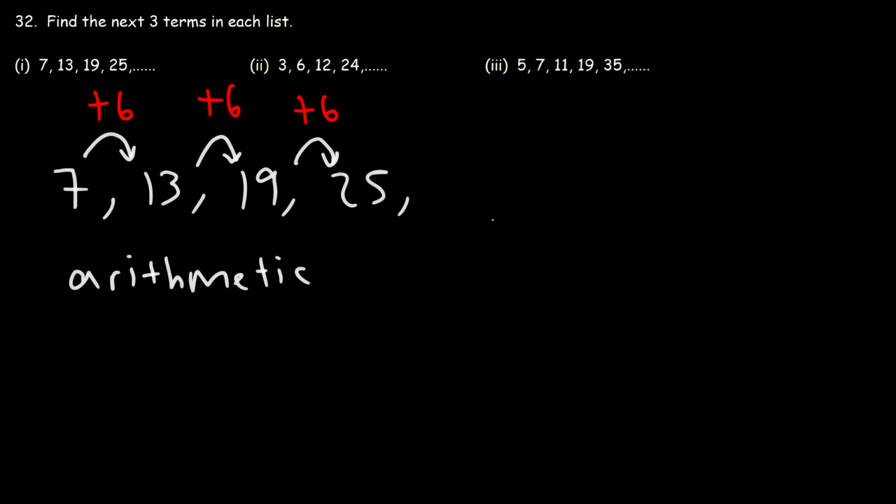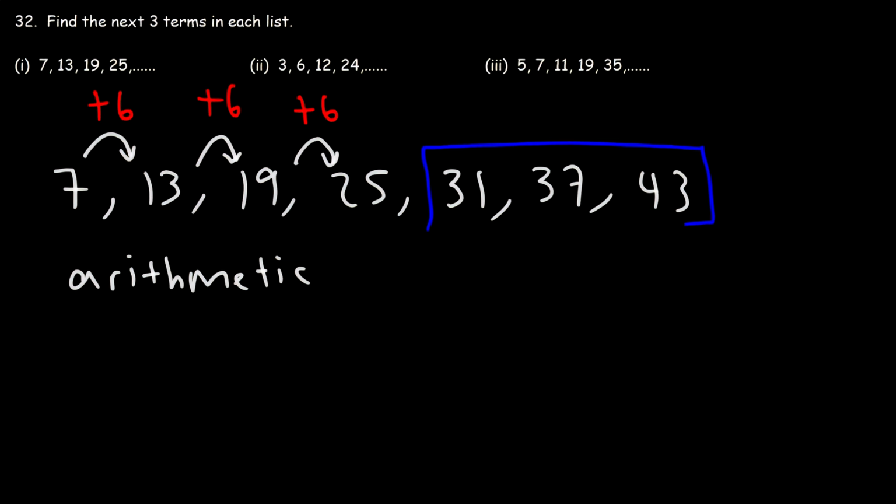So 25 plus 6 will give us 31. 31 plus 6 will give us 37. 37 plus 6 will give us 43. So these are the next 3 terms in the sequence.